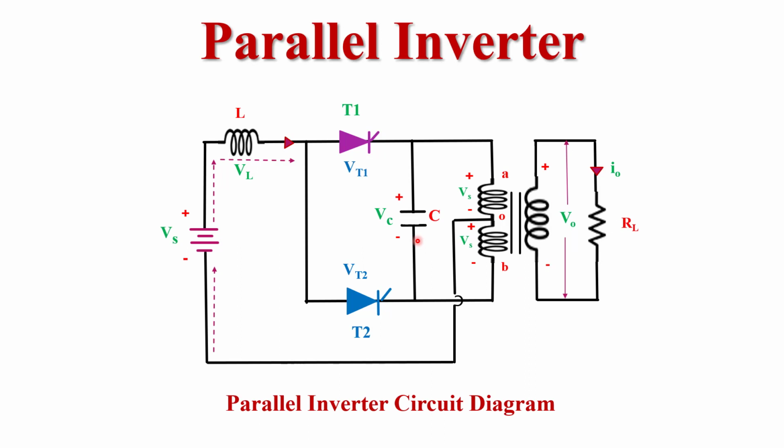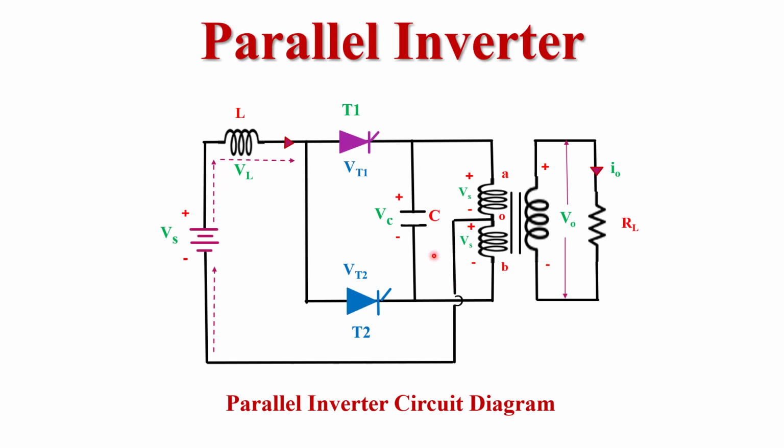Now a question comes to mind: why is this circuit called a parallel inverter? The answer is, here we use an important component that is called the commutating component. Here the capacitor works as the commutating component, and this commutating component is connected in parallel with the load via this transformer. That is why it is called a parallel inverter.